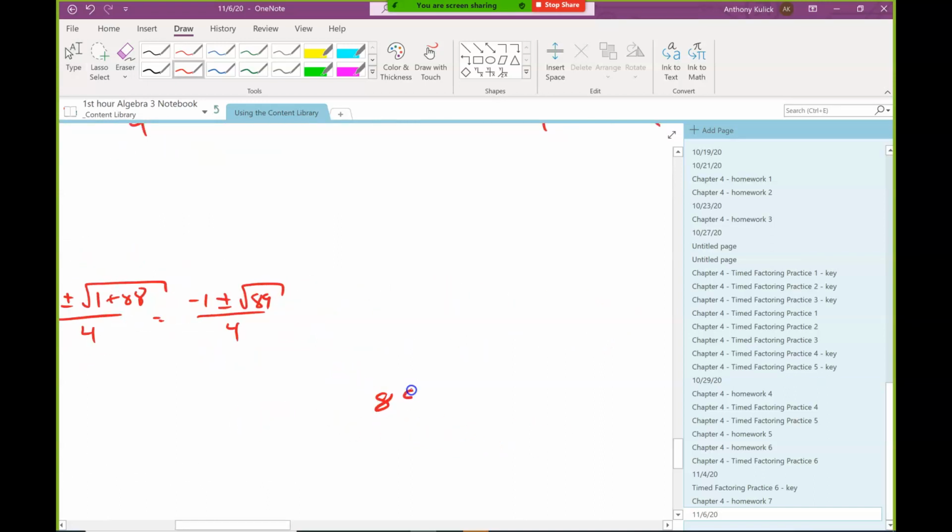I can try to simplify the square root of 89, but I believe it's prime. I think so. Yeah, I think that's prime. So I don't think there's any simplifying we can do. So this would just end up being our final answer. And it's maybe easier than we thought it was going to be, right? Because there's nothing left to do with the square root of 89 to make it any simpler. So we're just kind of stuck there. But that's okay.